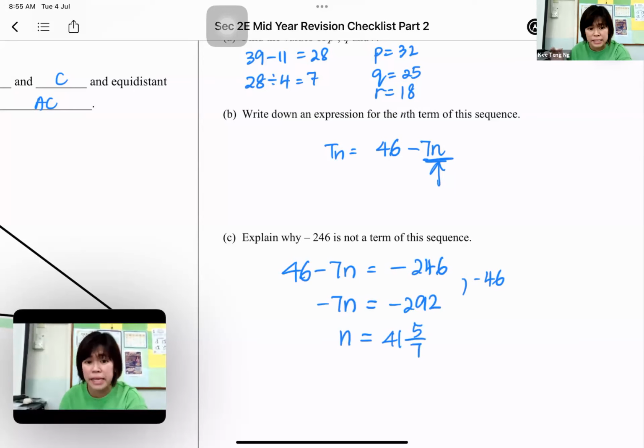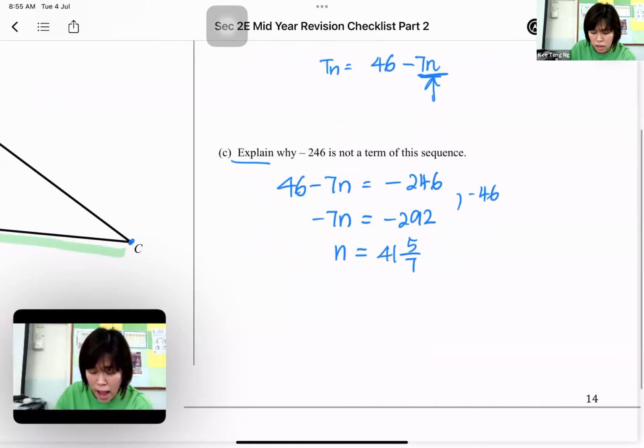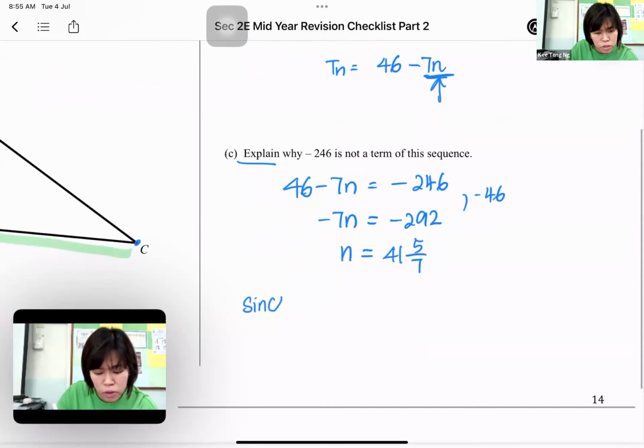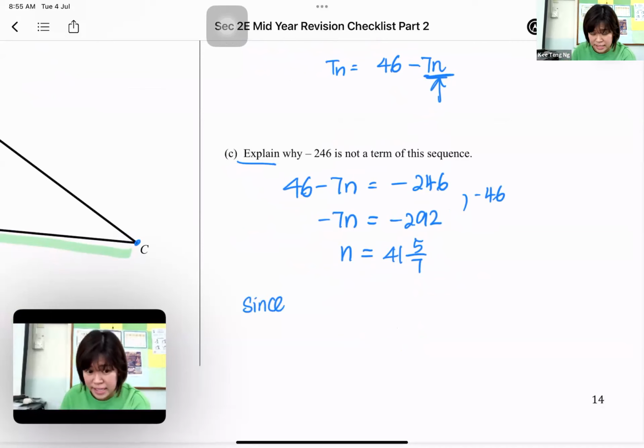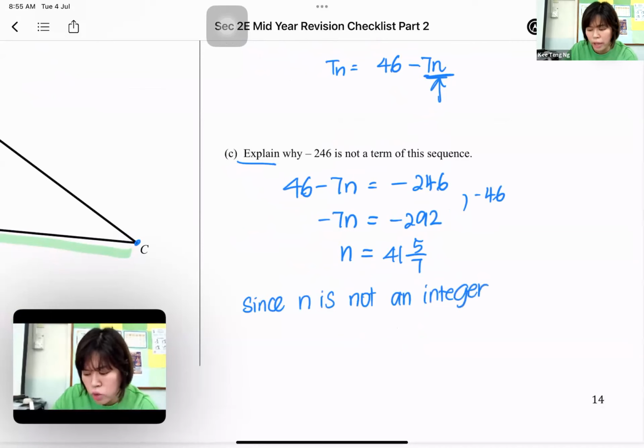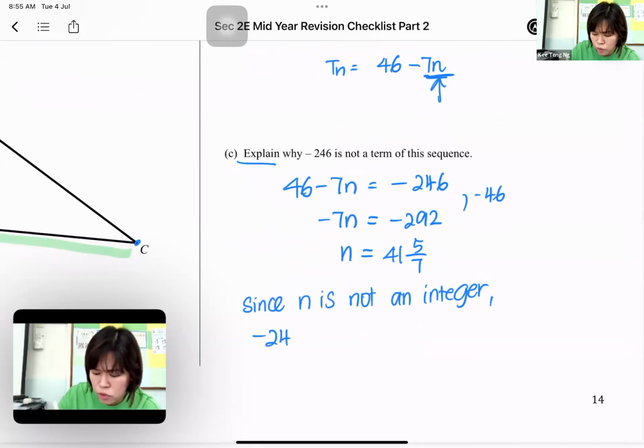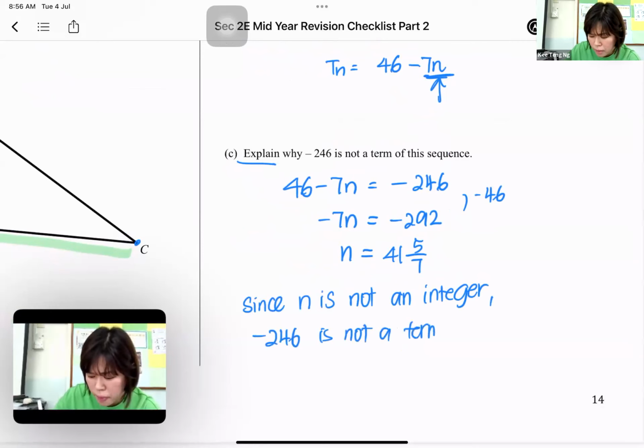Right? But this is not the final answer. I have to explain why. So what do we do? Since n is not an integer, right? I cannot have a term 41 point something something, right? So since n is not an integer, negative 246 is not a term in the sequence.